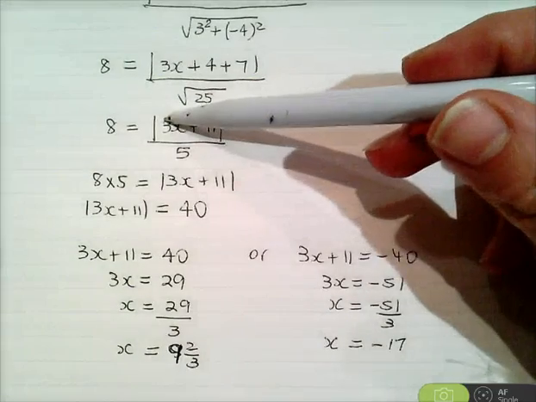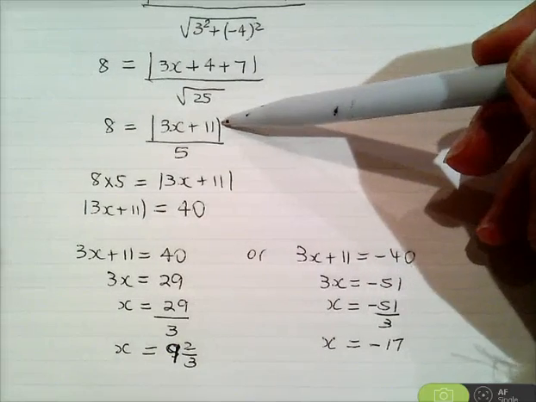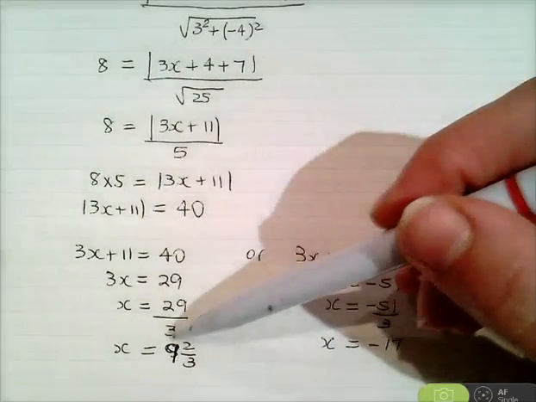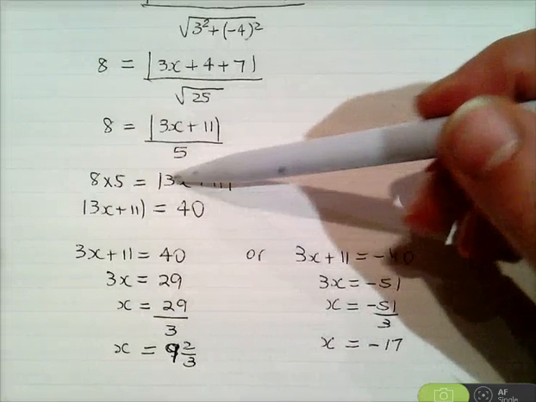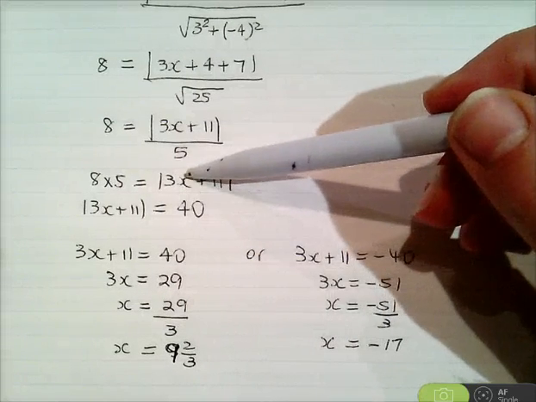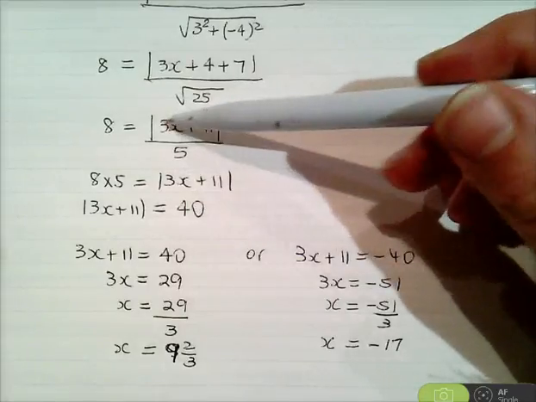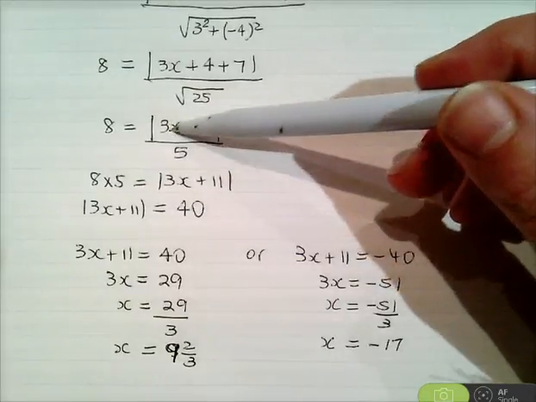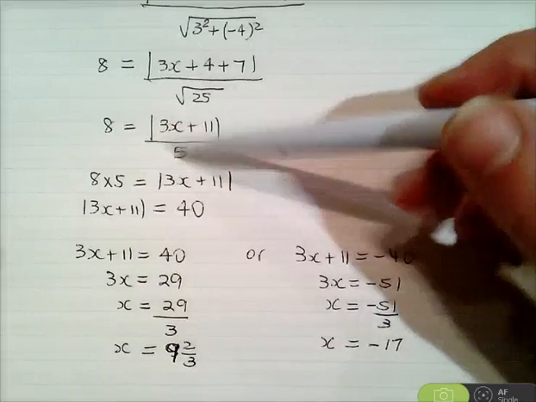No, it's not negative 40, it's negative 51 plus 11, which is negative 40. The absolute value of negative 40 is 40, over 5, which is 8. And over here, if x is 29 over 3, we get that 3 times 29 over 3 is 29, plus 11. Oh, I can do it up here. So 3 times 29 over 3 is 29 plus 11, which is 40. The absolute value of 40 is 40, over 5, which is 8.